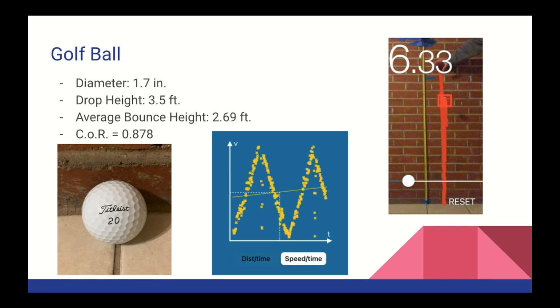And finally, a golf ball was the last ball that was tested. The average bounce height for the golf ball was 2.69 feet, which made the coefficient of restitution 0.878.